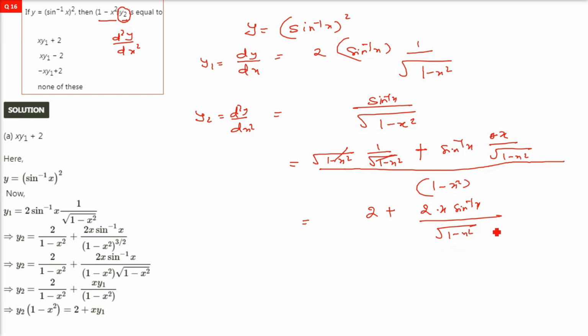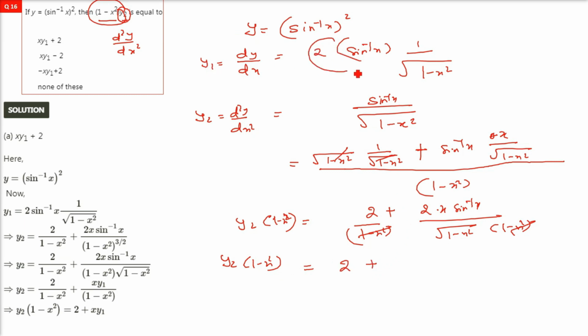1 minus x square is also there. And there is a 1 minus x square below the 2 also. Because when you multiply 2 with 1, it will be 2. And the denominator has 1 minus x square already. So just put this 1 minus x square in the denominator and we have 2 by 1 minus x square plus 2x into sin inverse x divided by under root 1 minus x square into 1 minus x square. So I am taking 1 minus x square everywhere for multiplication. So this y2 will come up with 1 minus x square. All the 1 minus x square in the denominator on the right hand side will get cancelled. So you have 2 plus 2 into x into sin inverse x by under root 1 minus x square.